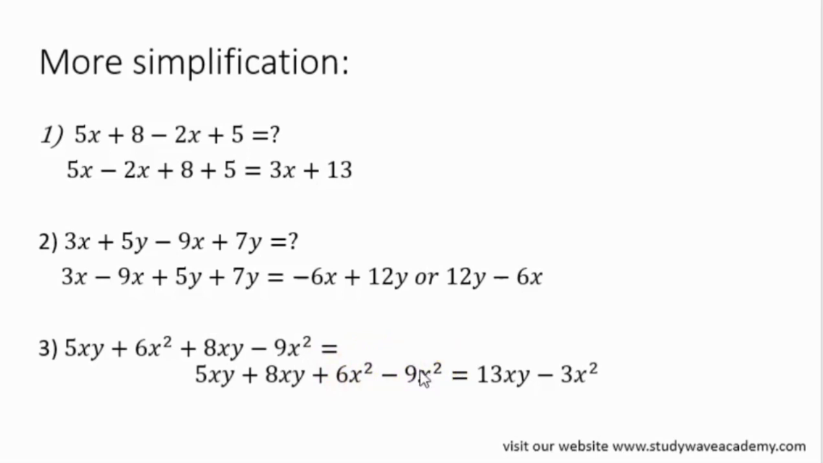Now, this is not the simplest this mathematical problem can go. So we're going to add the same variables together and also subtract the same variables. So we're going to do 5xy plus 8xy. What is it going to give us? If we add 5 plus 8, we'll have 13xy. So 5xy plus 8xy will give us 13xy.